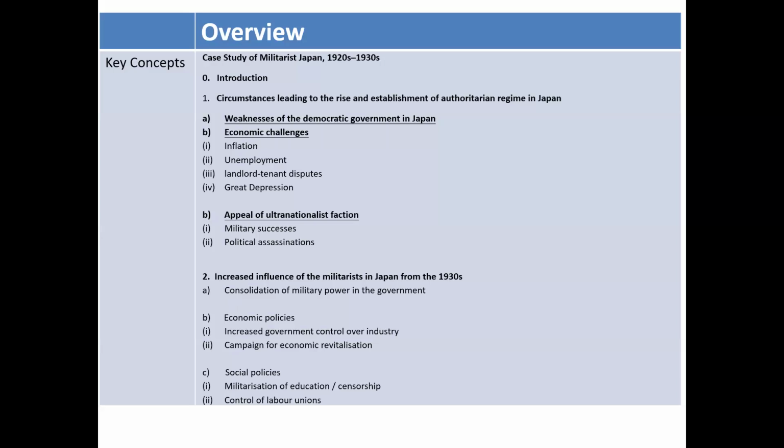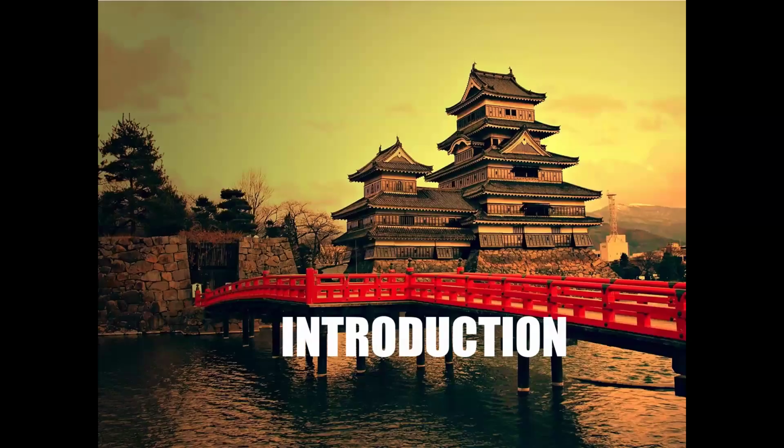All right, and then of course you have the second part of this particular essay or overview. It would definitely be what is the increased influence, what is the impact of militarists in Japan? Okay, how they consolidated political power, what were the economic policies, what were the social policies, and what was the impact to the people. So, a bit of introduction.